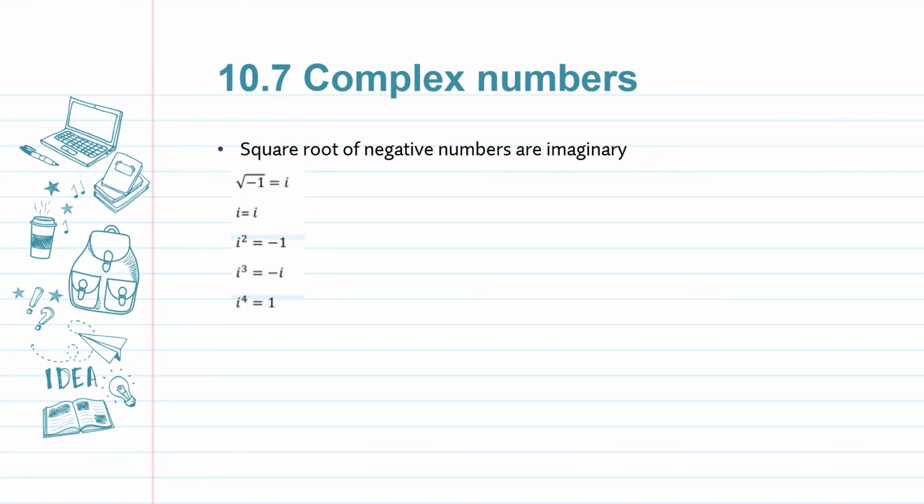i is for imaginary. And these 4 principles here are very important. i is equal to i. i squared is equal to negative 1. i cubed is negative i. Why? Because if I take i times i squared, that's i to the 3rd, and i times negative 1 is negative i. And then i to the 4th is 1. Why? Well, if I have i squared and I raise it to the 2nd power, that gives me i to the 4th, which is equal to negative 1 squared, which is just 1.